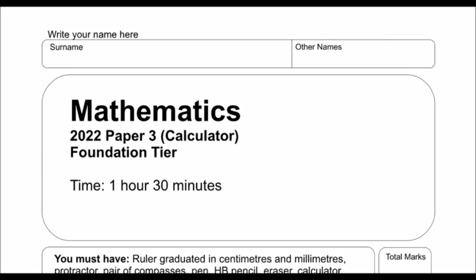This is the Edexcel Foundation tier, paper 3 calculator. It's a practice paper for the 2022 exam. It's based on the advanced information, so all of the topics in this paper will be the same as the topics in the summer exam.